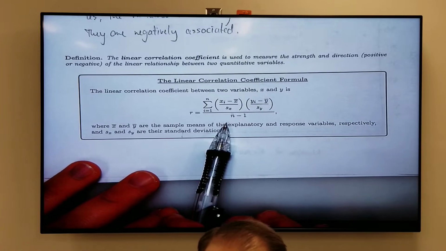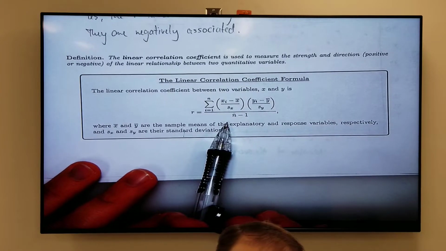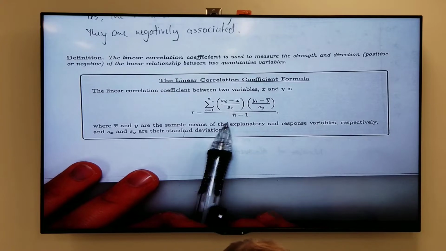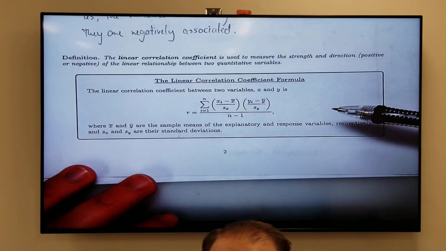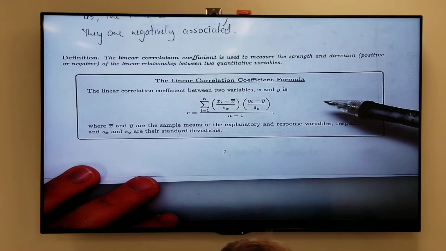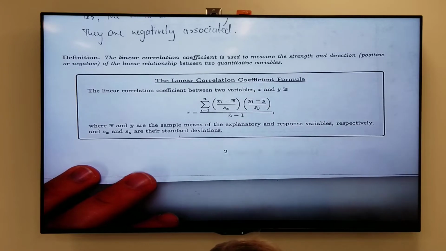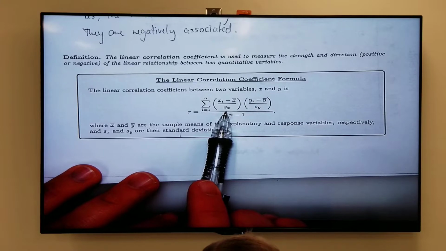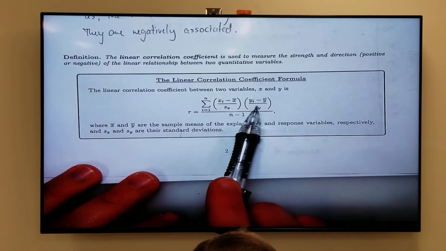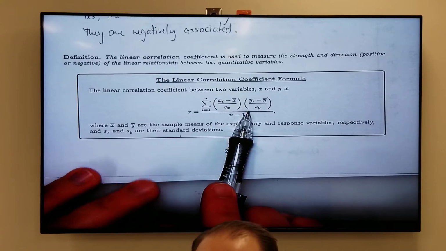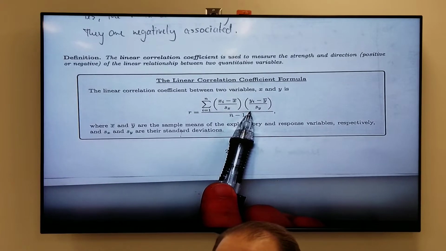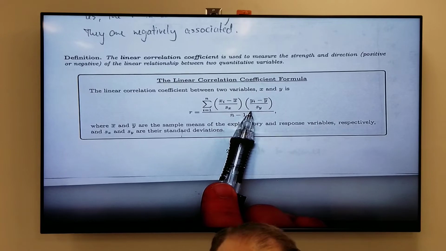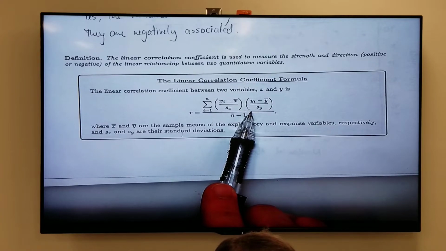This is a nasty calculation. I am not going to have us calculate these things by hand. It would take hours to compute one of these. Just to give you some appreciation for it, S sub x is the standard deviation of the x variable, S sub y is the standard deviation of the y variable, and those two calculations alone would take a long time. If you remember doing standard deviations by hand, they take a long time.